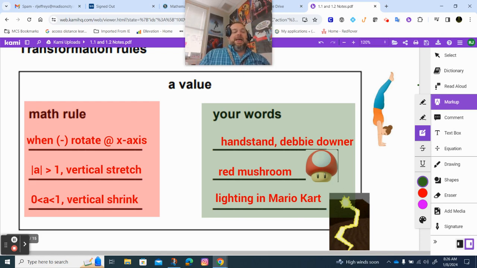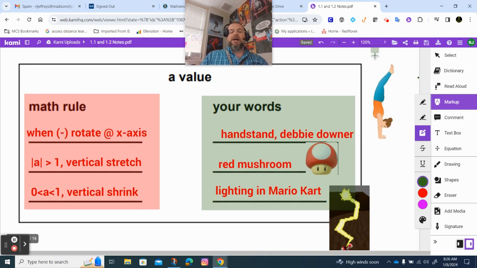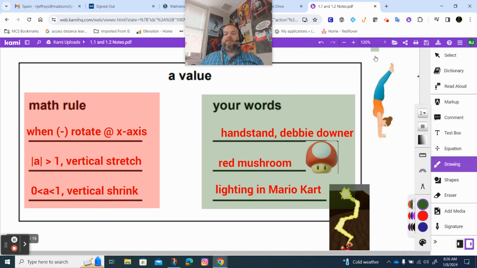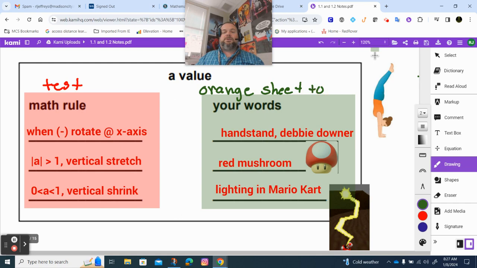Okay. And a vertical shrink, that is kind of like what I would connect to getting struck by lightning with the Mario Kart. Okay. What's in red? This is what's going to be on the test. What's in green? This is your orange sheet. To understand, okay, you have to make that connection.